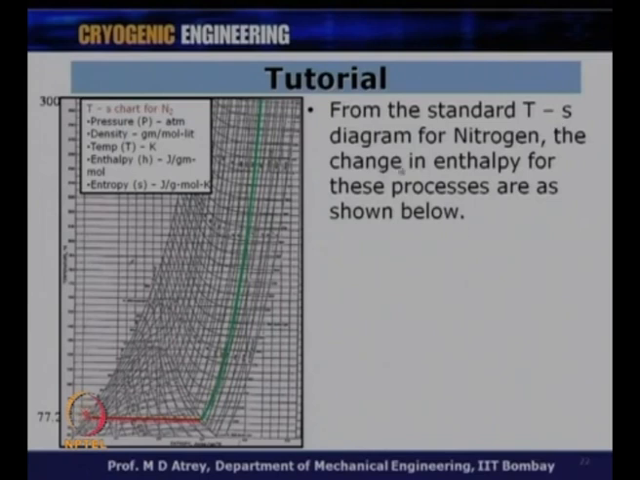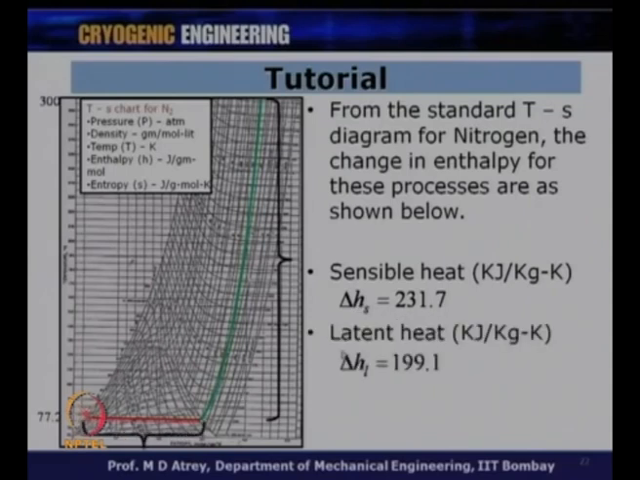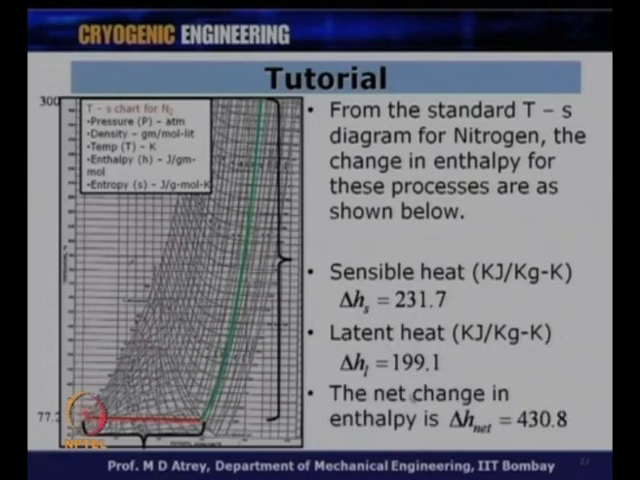So, from the standard TS diagram for nitrogen, the change in enthalpy of these processes are the sensible heat from 300 to 77 Kelvin, which is 237.7. So, H at 300 Kelvin and H at 77 Kelvin, this is my difference delta Hs 231.7, plus the latent heat, which is going to be 199.1 kilojoule per kg Kelvin. I will add this. The net change in the enthalpy therefore is 430.8 kilojoule per kg Kelvin. This is my enthalpy change from 300 Kelvin 1 bar to 77 Kelvin 1 bar at saturated liquid condition.